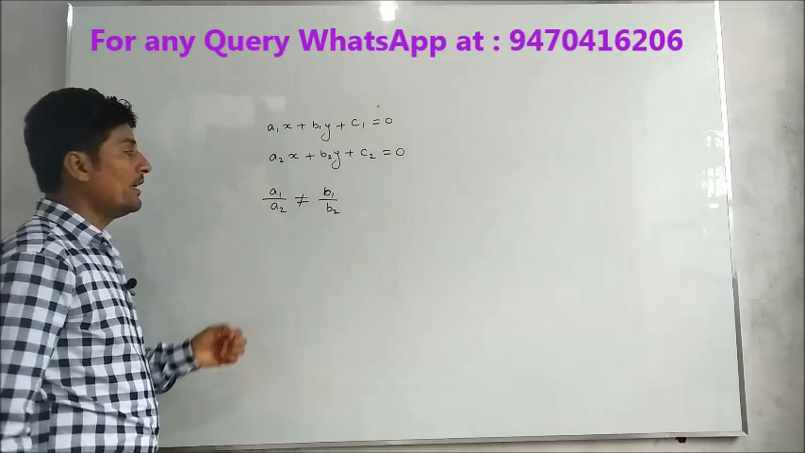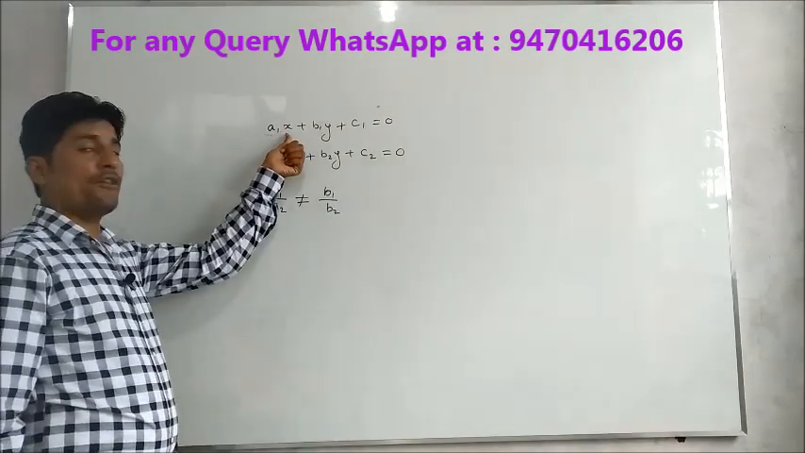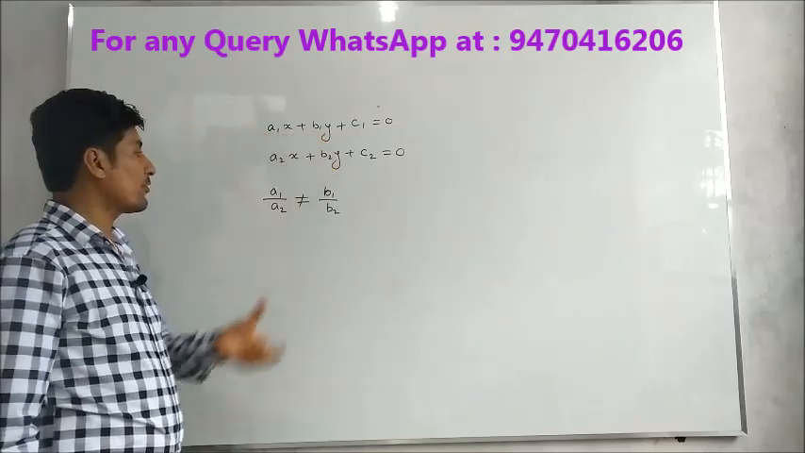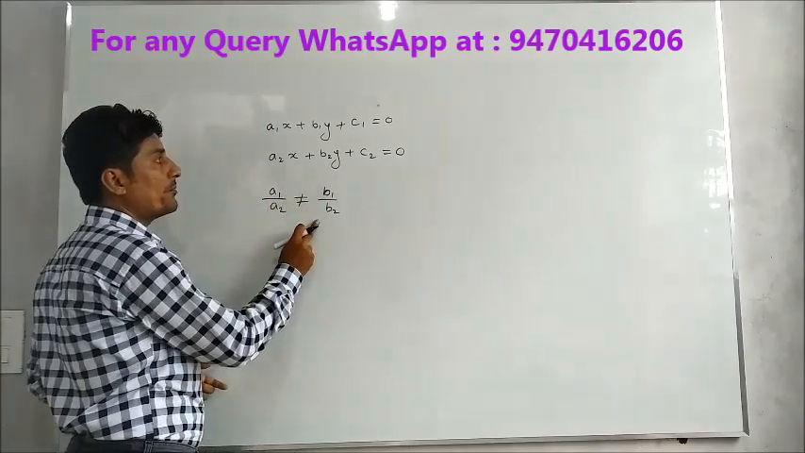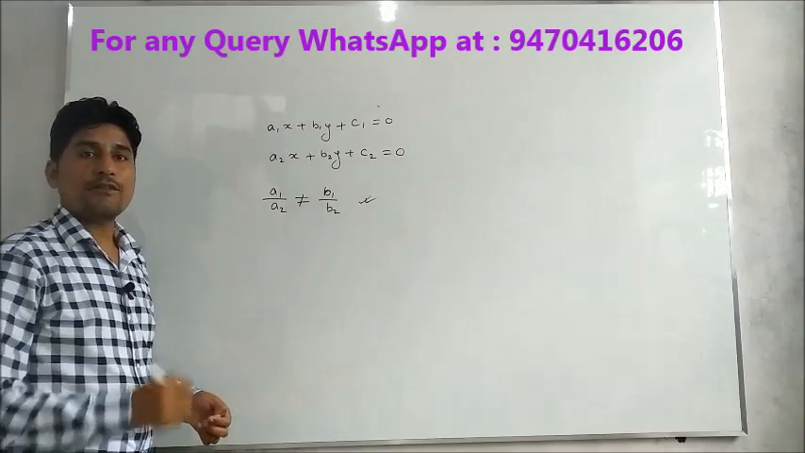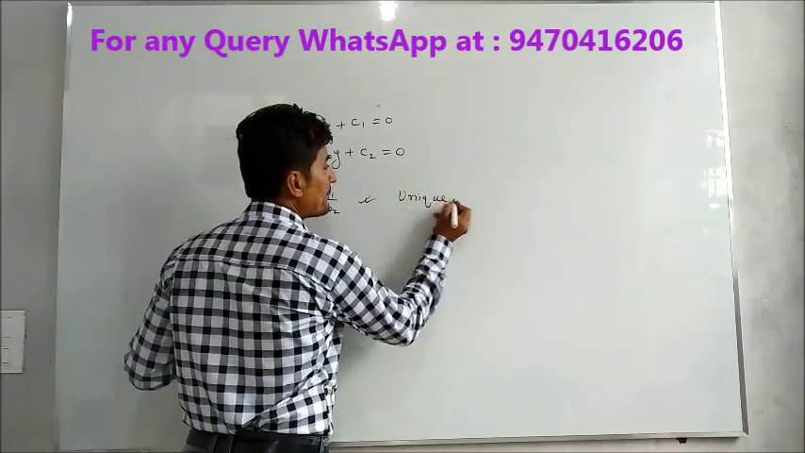Once again I am repeating here. a1 upon a2, where a1 is the coefficient of x and b1 is the coefficient of y from the very first equation. If a1 upon a2 is not equal to b1 upon b2, then this type of system of linear equations will have the unique solution. We can write here: unique solution.